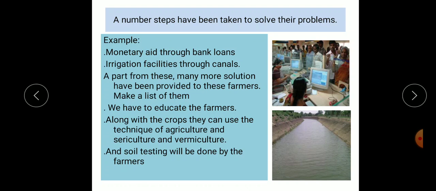First one, multiple crops. Second is special agriculture zones. Need for modern agriculture. Educate the farmers. Need for better water management and alternate source of income for the farmers.